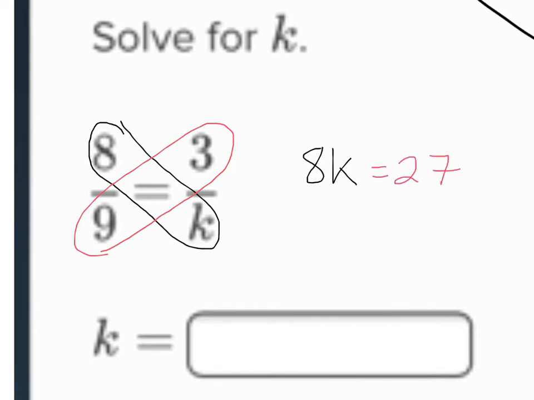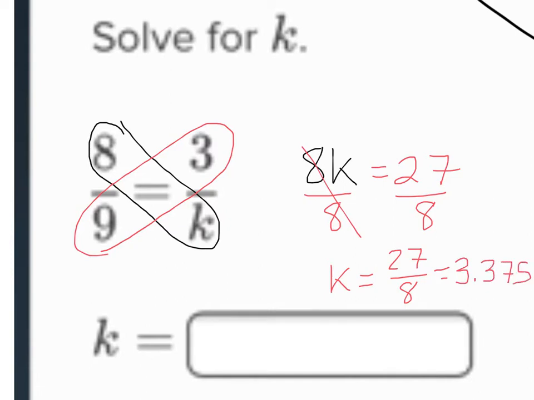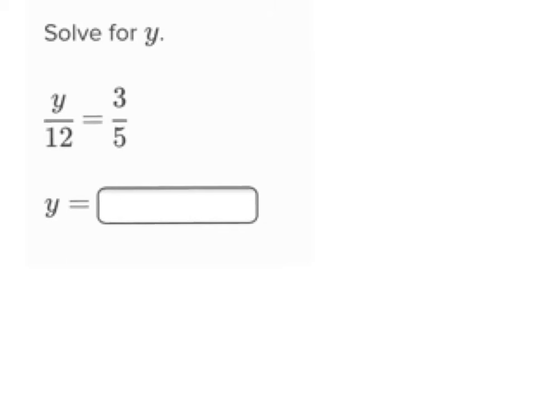And now all I need to do is solve for k. You can see k right here. Well, 8 is being multiplied by k. The opposite of multiplication is division. So I will divide 8 on both sides. And so I'm going to put in here that k equals 27 over 8, which is 3.375. And so in the blank on Khan Academy, you can either put 27 over 8, which is what I would put, or you could put the decimal form since it terminates, 3.375.